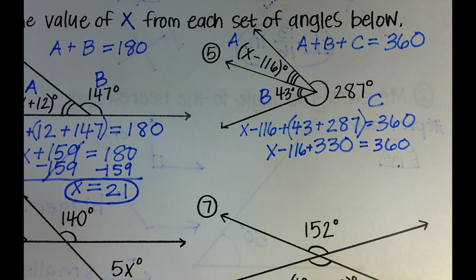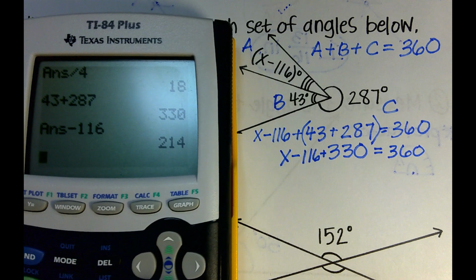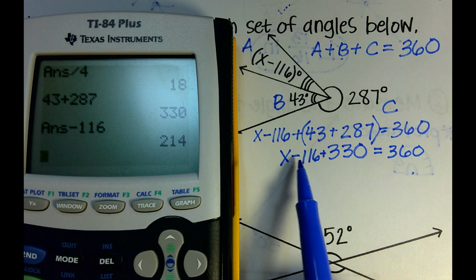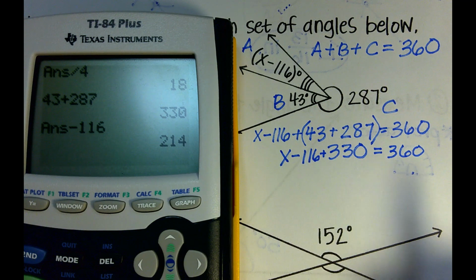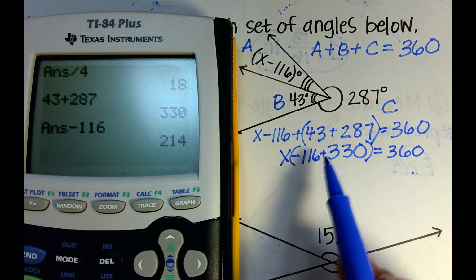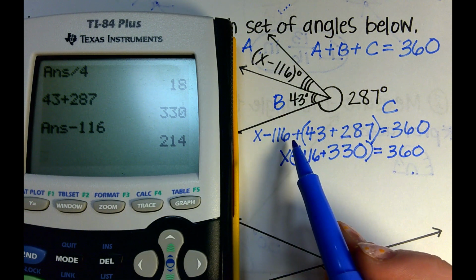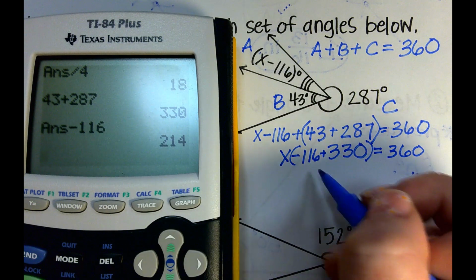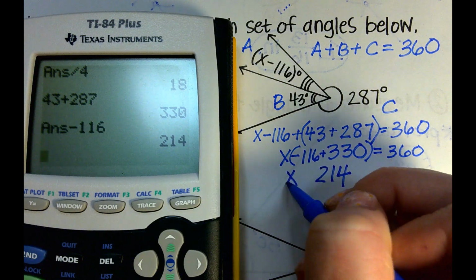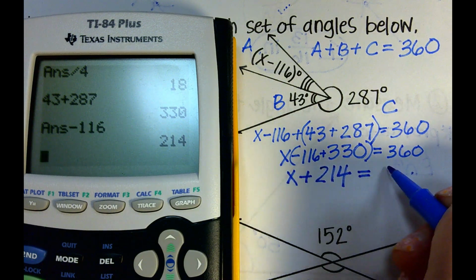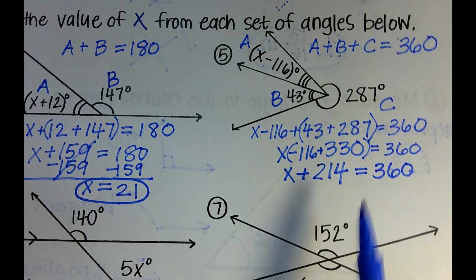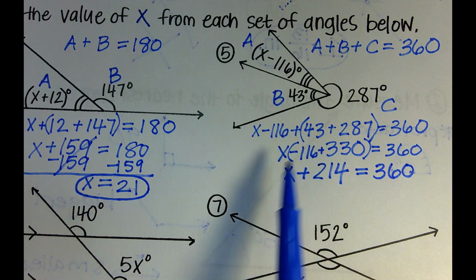214. What I did to get that is take my answer of 330 and subtract 116, since we have minus 116 here. I plugged it all in at one time. And you can do that too, absolutely. If you don't want to do it one at a time, you can do negative 116 plus 43 plus 287 and you'll get 214 just the same. Oh yeah, X plus 214. Yes, X plus 214 equals 360. And before we finish the problem, is anybody unsure how we got to this point?